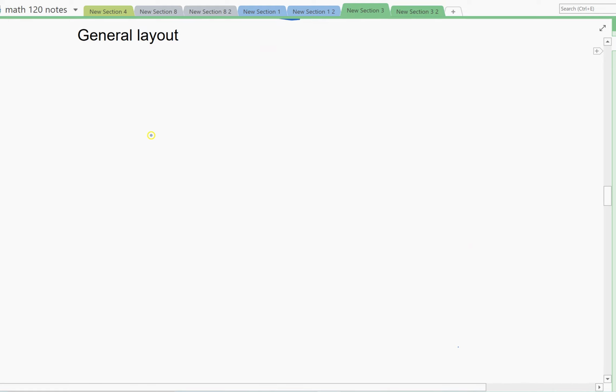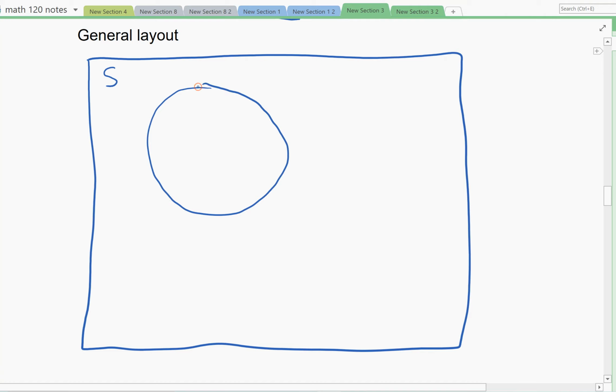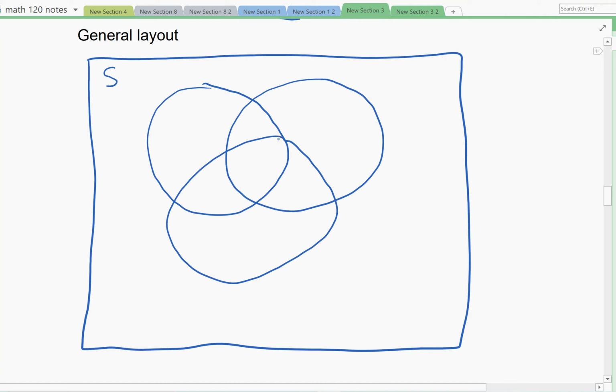The general layout and the pieces of the Venn diagram. So we have our rectangle, which remember is our universal set. That's the set of all possible outcomes. We usually label it S. Then we'll have 3 circles and they'll all overlap. So subset A, subset B, and subset C. This will be circle A, circle B, and circle C, which are all subsets.